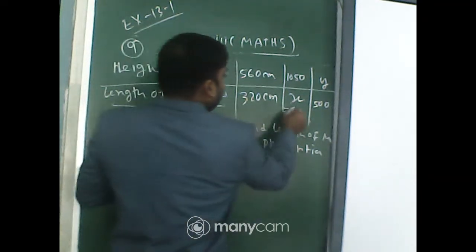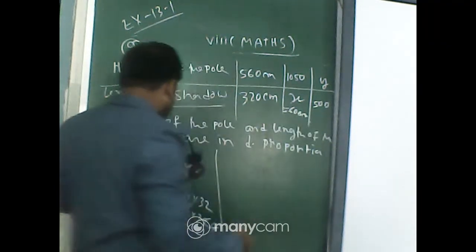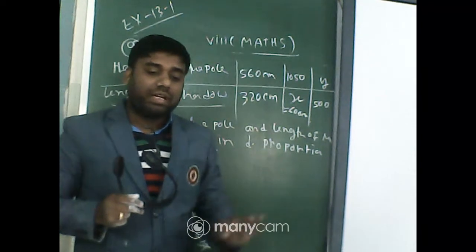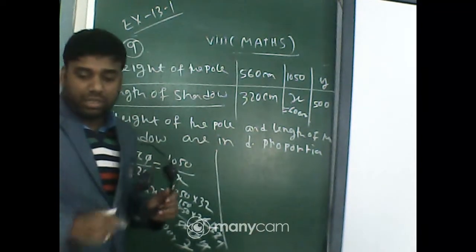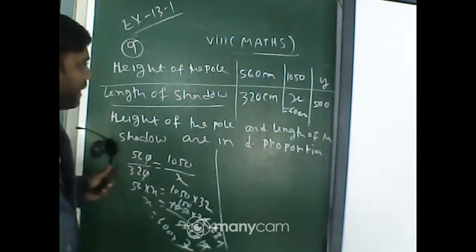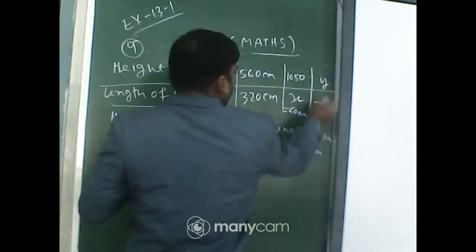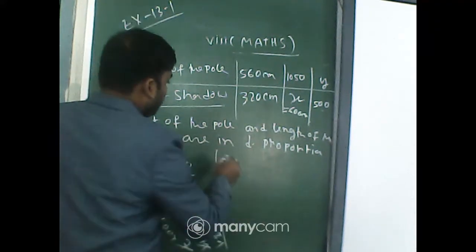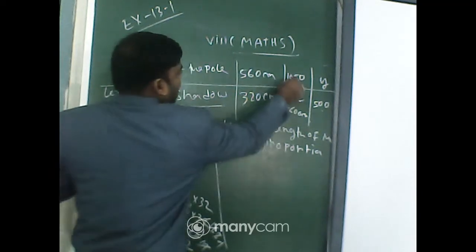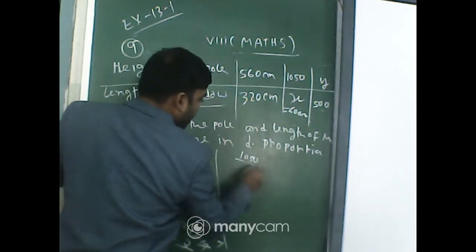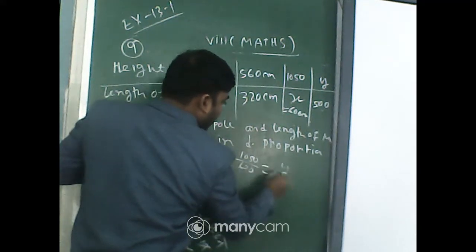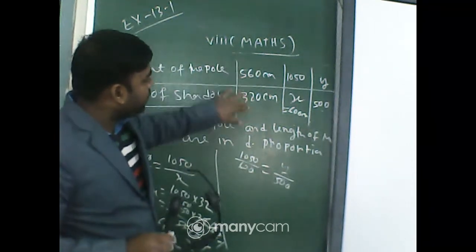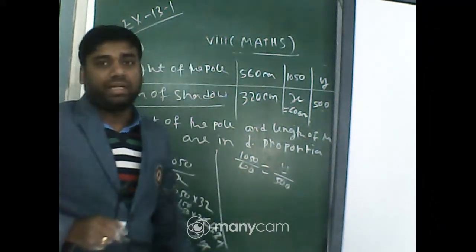So when the height of the pole is 1050 centimeters, the length of the shadow is 600 centimeters. What will be the answer statement? When the height of the pole is 1050 centimeters, the length of the shadow is 600 centimeters. Next part: now when the shadow is 500 centimeters, what will be the height of the pole? According to the question, you can take 1050 by 600 equals y by 500. If anyone takes 560 by 320 equals y by 500, he is also right.